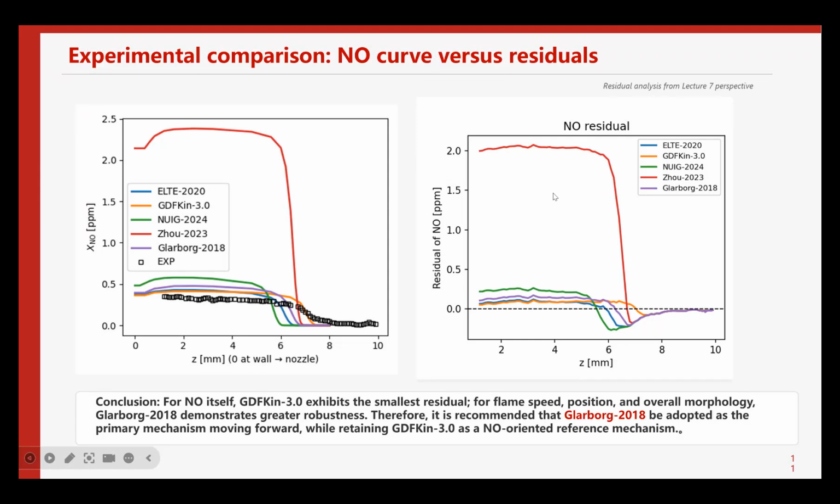Then I check the NO residuals. The result is for NO prediction only. GDK3 gives the smallest residual, but if I consider the overall performance, including flame behavior and profile shape, Glarborg 2018 is more suitable. So finally, I choose Glarborg 2018 as the main mechanism in this project. At the same time, I keep GDK3 as a reference for NO analysis.